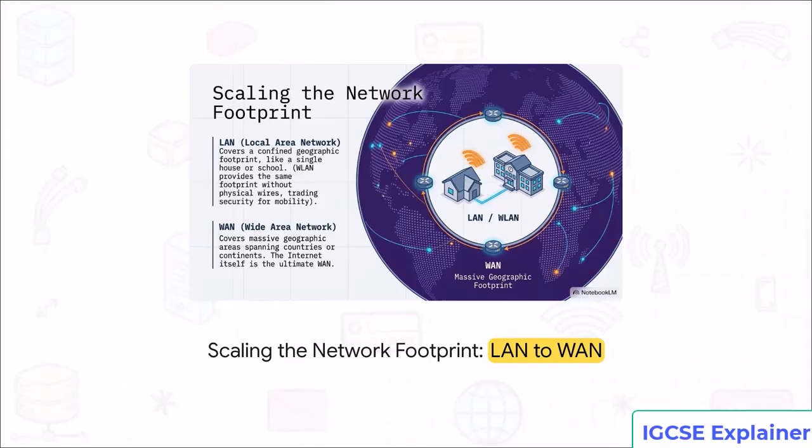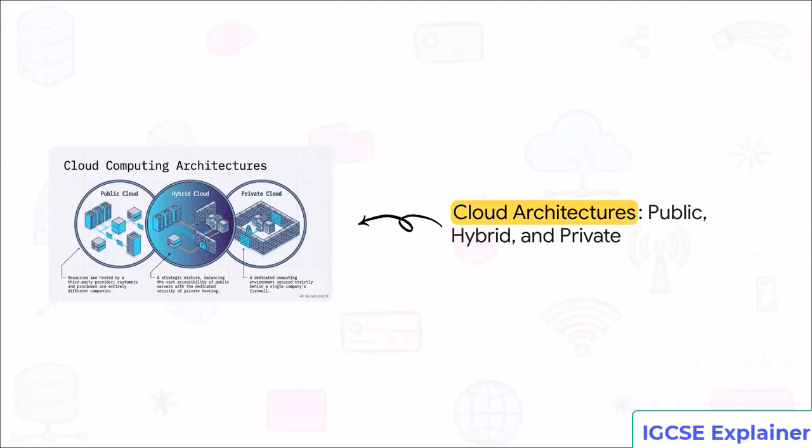But the second your data leaves your local router, boom, it shoots out into a massive wide area network, or WAN. A WAN can span across entire countries and continents. In fact, the internet itself is quite literally just the ultimate globally connected WAN. Ultimately, a lot of our packets traveling across that global WAN end up in the cloud.